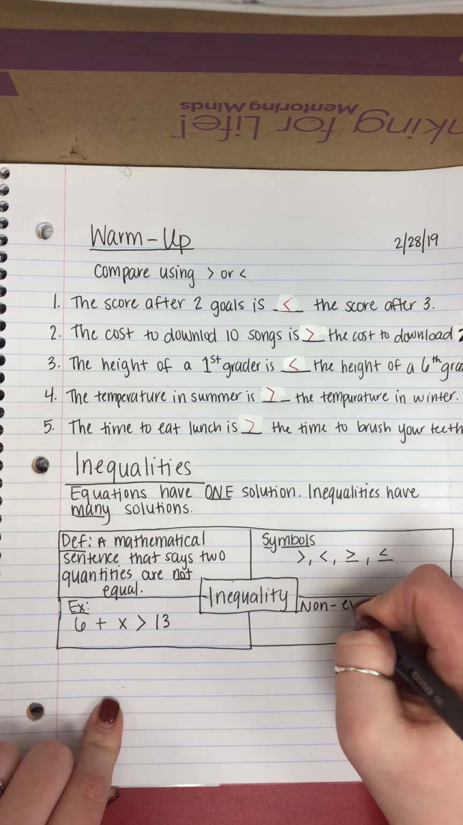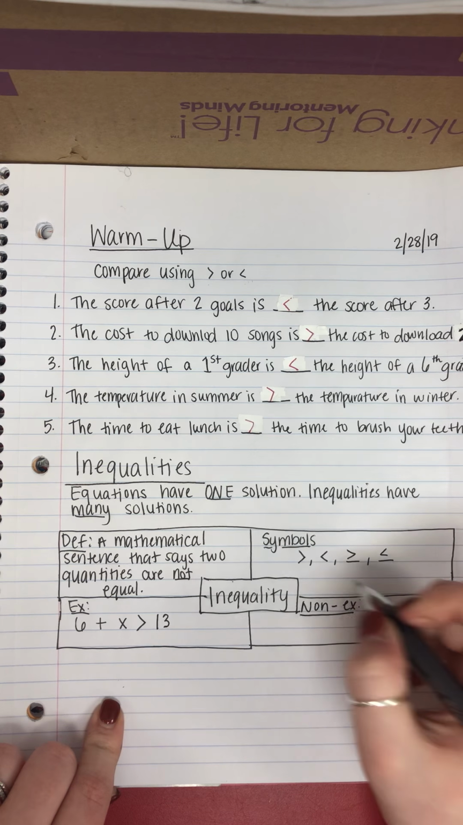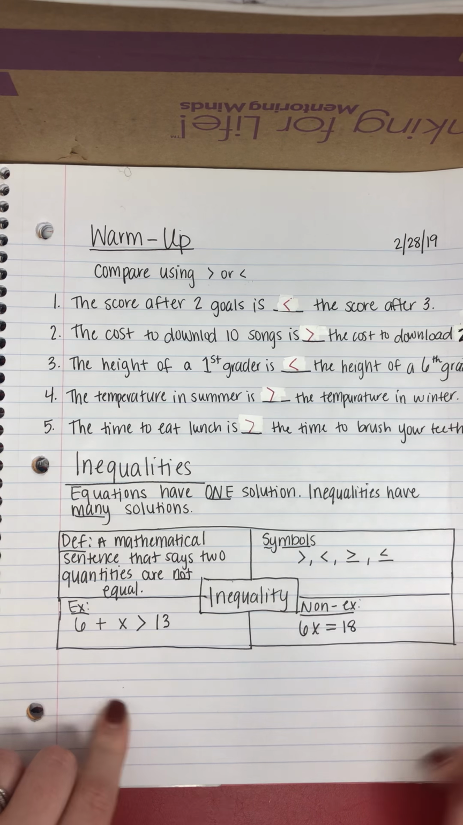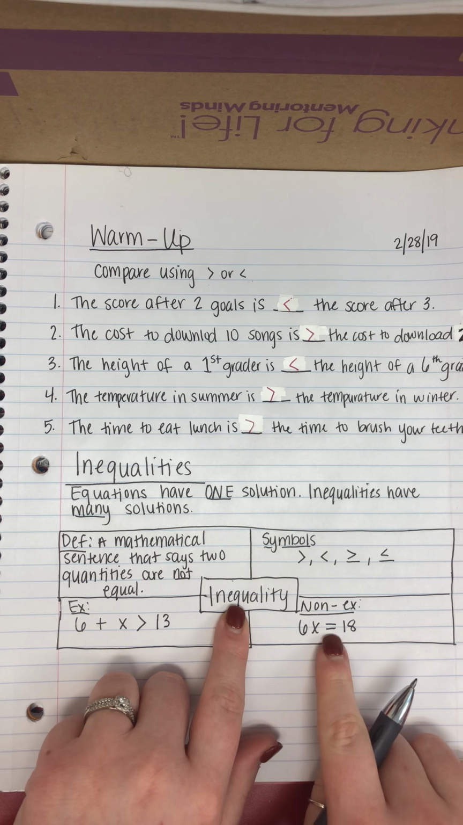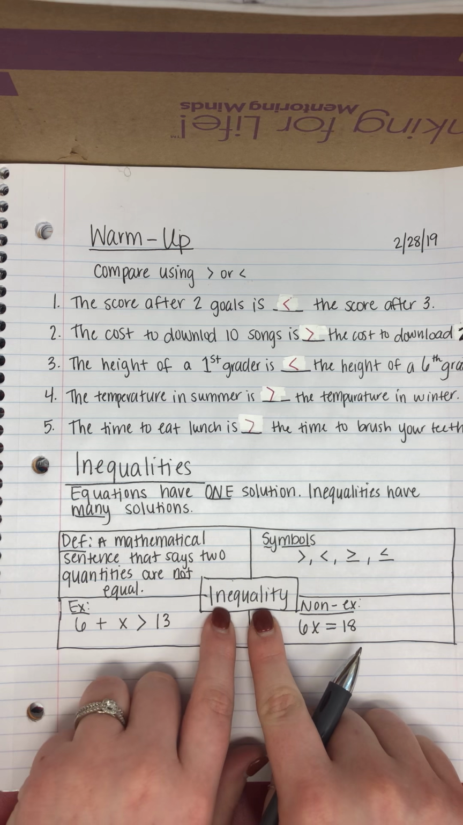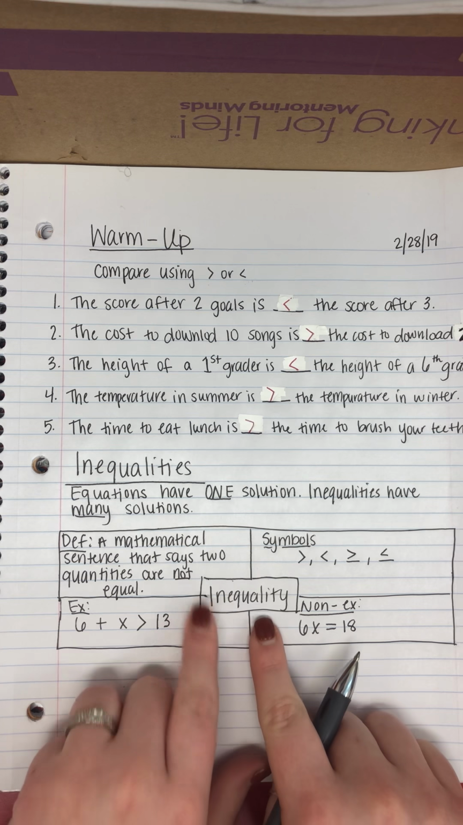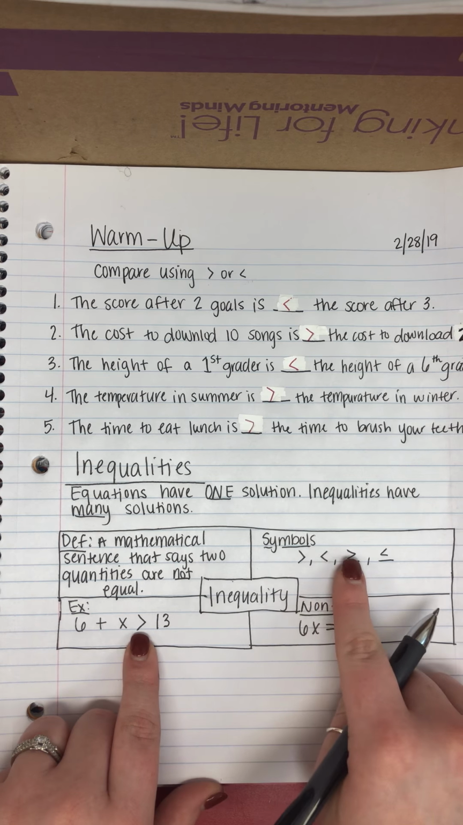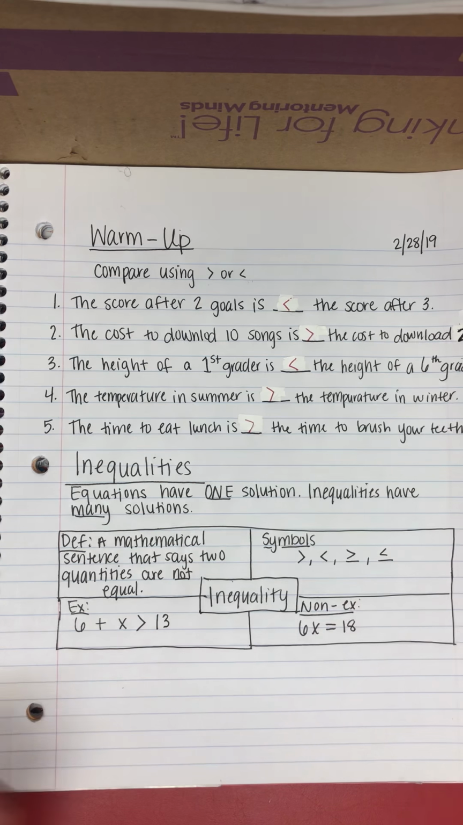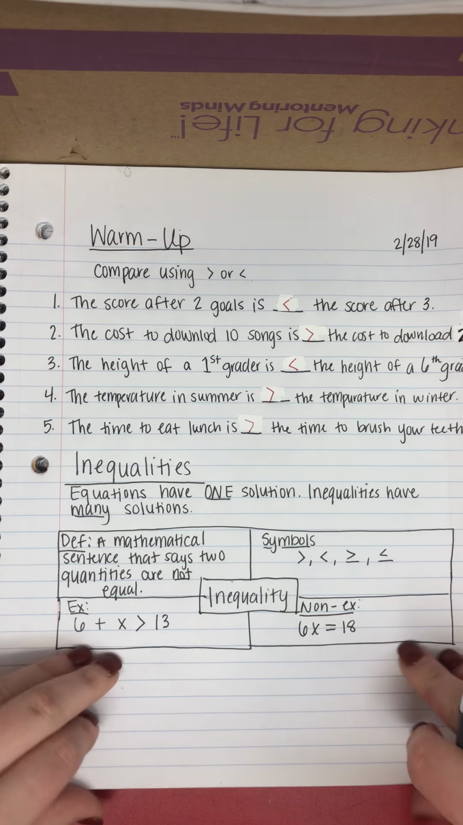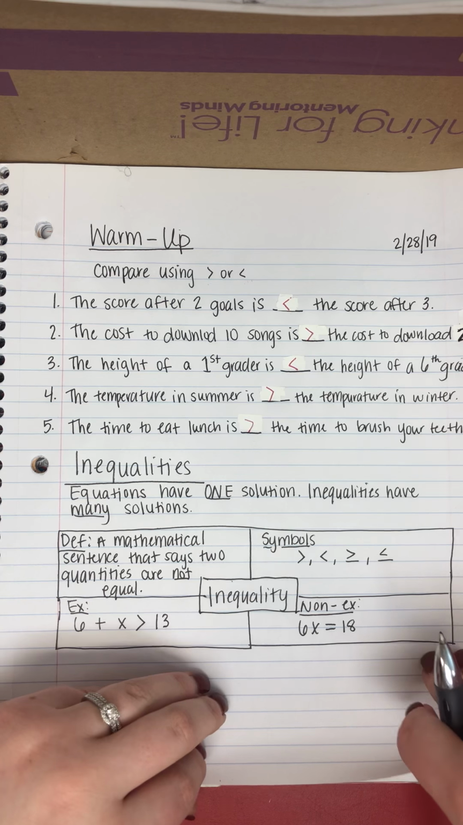Therefore, a non-example would be 6x equals 18. With inequalities, we do not have equals. Okay? So we have equality, but it's an inequality, so it's not equal. It's either greater than, less than, greater than or equal to, or less than or equal to. So now we're going to do some examples together. If you have room at the bottom, you can write them down here. If not, you can flip. I'm going to flip the page.